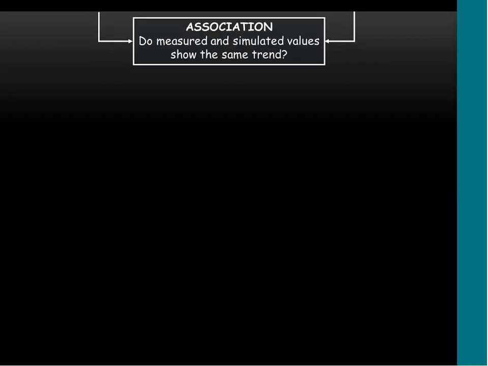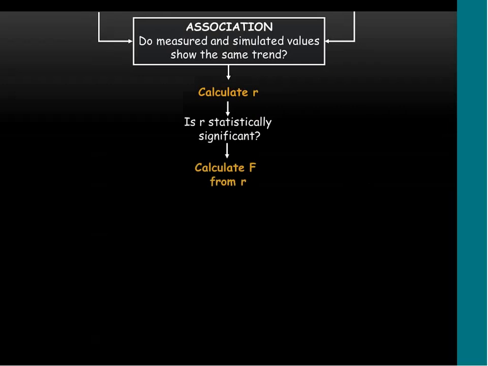Okay, so we've done those coincidence tests. So we then look at association. Do the measured and simulated values show the same trend? We calculate R or the R squared. Some people jump straight to this stage and just plot observed versus simulated and just plot the R and give the R squared value. I think by doing that, you're missing a huge amount of information that you could be providing that tells you much more about the model behavior. But we should at least do the association. So we calculate R. We see if it's statistically significant by comparing to the F statistic. And then we know whether we've got significant association or not.